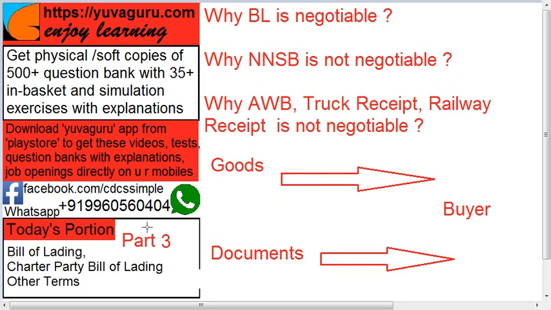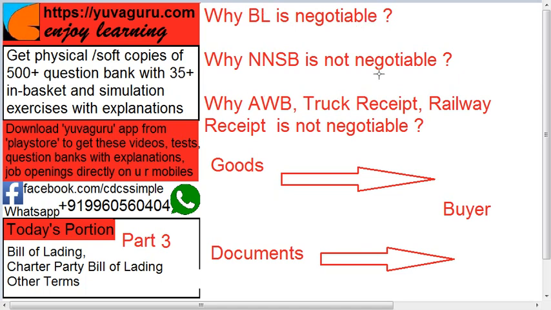So similarly over here. Now the question is: BL is a negotiable document, we have heard. Non-negotiable: CA bill is not negotiable. Airway bill, truck receipt, railway receipt are not negotiable. It's given in the UCP articles. Your seniors have told you, but have you ever imagined why? Why is BL negotiable? Why is airway bill not negotiable?